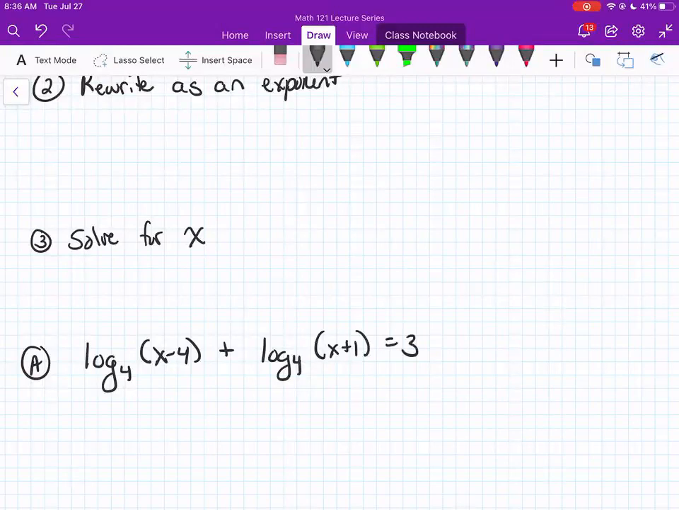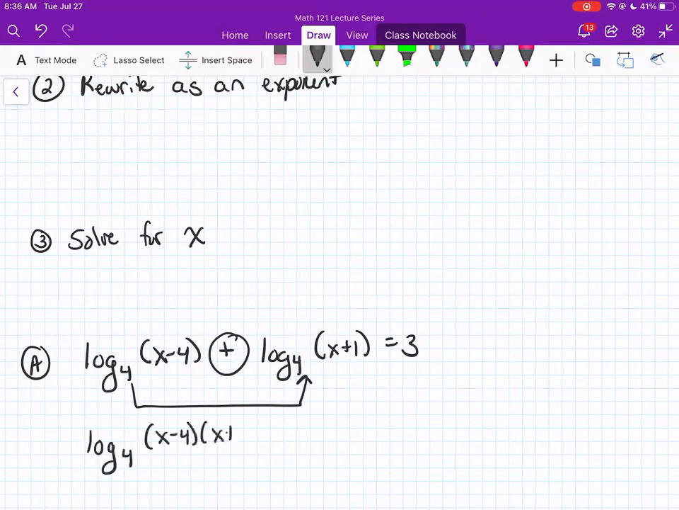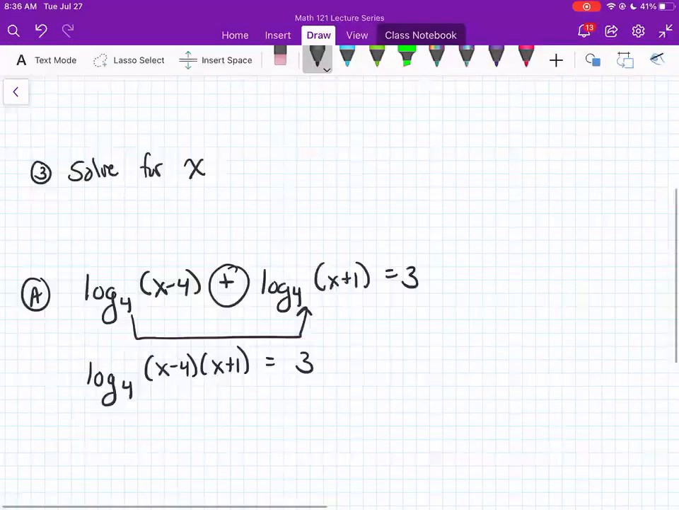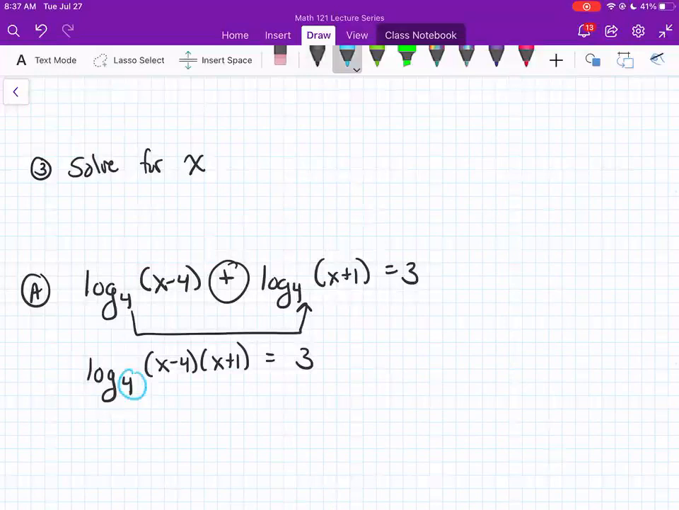Step 1 is we want to combine the logs into one log. We can do this because these have the same base. It's addition, so this is going to become log base 4 of (x minus 4) times (x plus 1) equals 3. We're multiplying those together. Step 2 is to rewrite it as an exponent. So I'm going to make this 4 to the third equals (x minus 4) times (x plus 1).